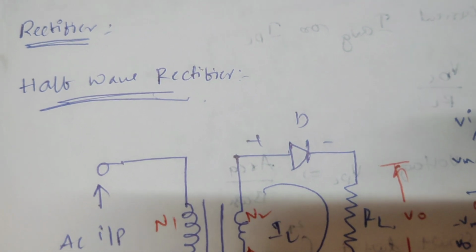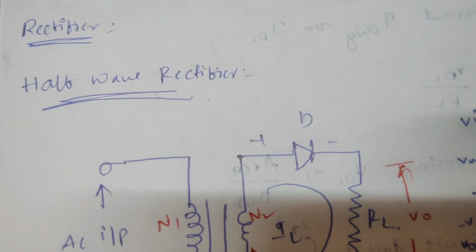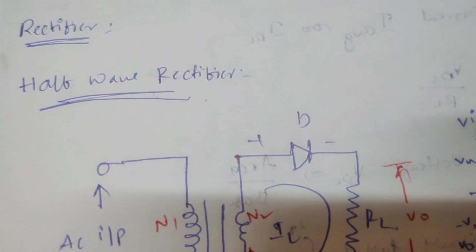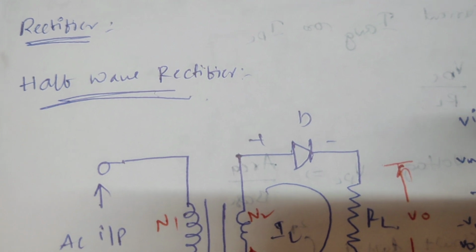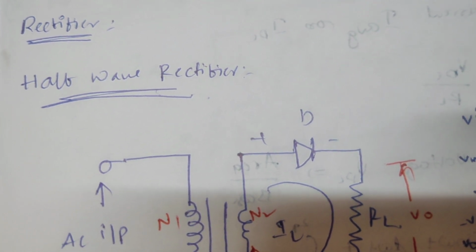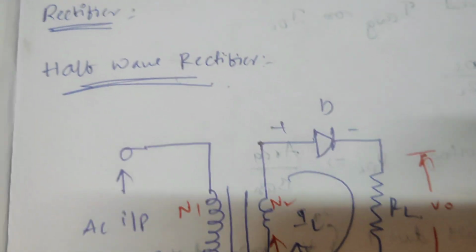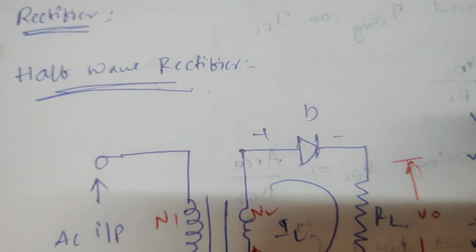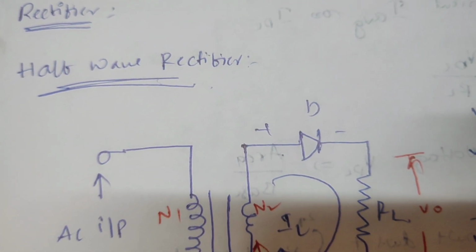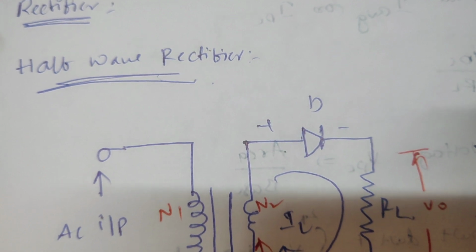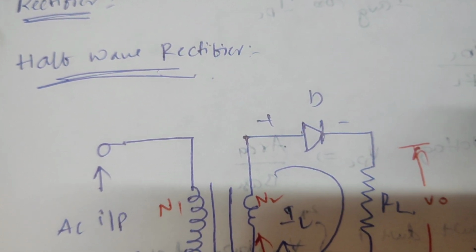First of all, we'll know the basic definition of a rectifier. A rectifier is a circuit which is used to convert the AC voltage into a pulsating DC voltage. In rectifiers, we'll see two different types: one is the half-wave rectifier and the other is the full-wave rectifier. In full-wave rectifiers, we'll see the full-wave rectifier and the bridge rectifier.